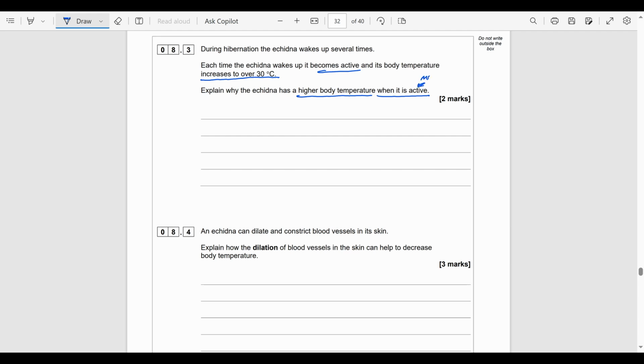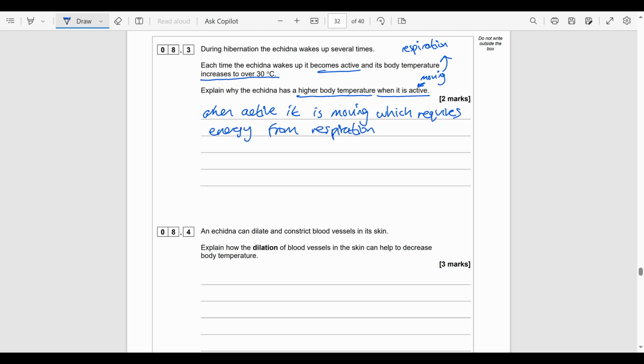Well, if it's active, it probably means that it's going to be moving. And if it's moving, that is respiration that's being carried out. And we should always remember that respiration is going to produce heat. So that should be our link there. When active, it is moving, which requires energy from respiration. And then this energy, as we said, that's coming from respiration, it means that more of it then is going to be releasing this heat. So the next point that we probably want to say is respiration is going to release heat.